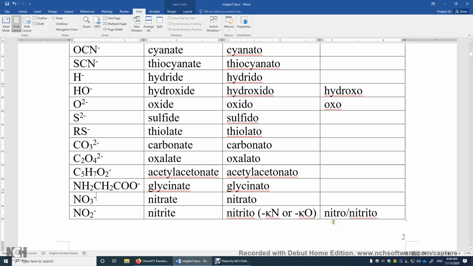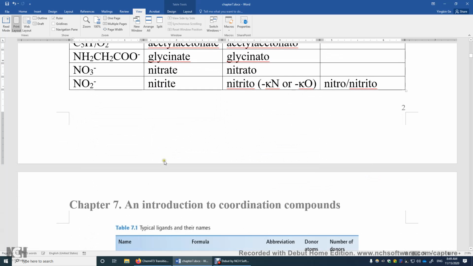So if the nitrogen is bonded to the transition metal, you can still call this nitro. It comes from organic chemistry, the nitro functional group. Nitrito over here, if you don't specify kappa-N or kappa-O, by default it's bonded to the transition metal via the oxygen point of attachment.